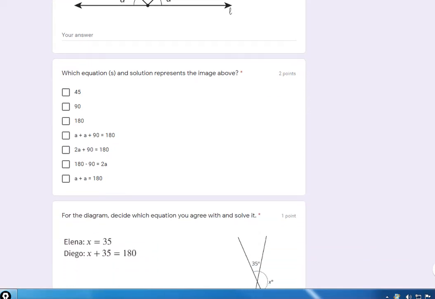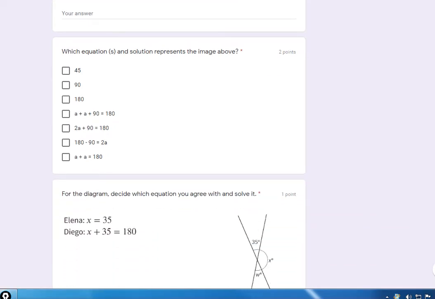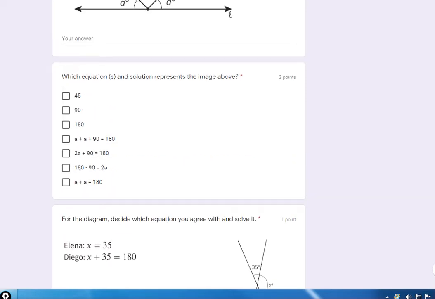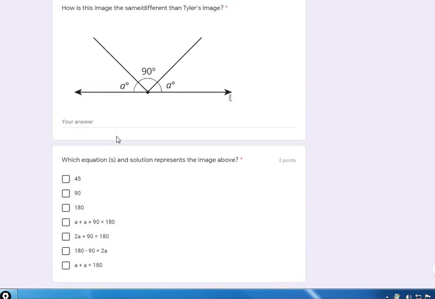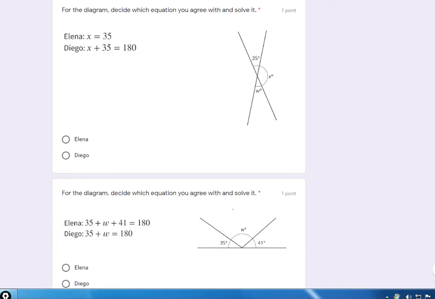Each equation. So here we go. Which equations and solutions represent the image above? Okay, so let me get the image back in. We know that a plus 90 is 180, so that one would be right. I would click that one. 2a plus 90, that would be correct. This would be correct. And I think that's good. So we want to keep moving. Here we go. The diagram.